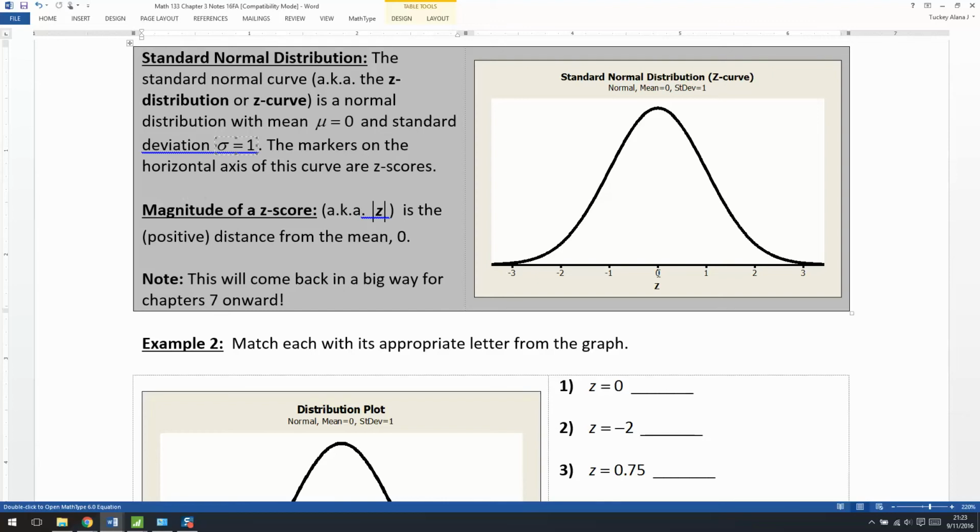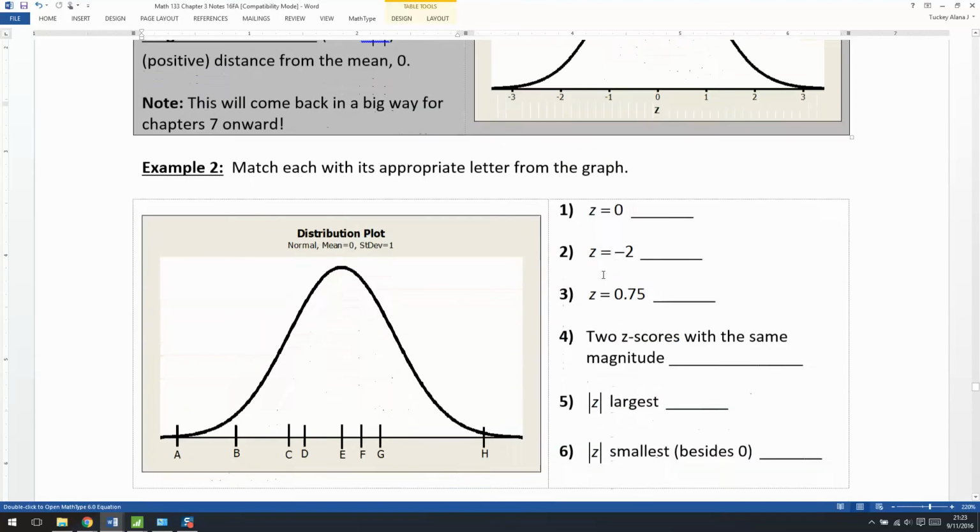Now, the magnitude of a z-score is the distance away from 0. It's the absolute value of z, if you will. It's how far your score is from 0. So, for example, 1 over here on the right has a magnitude of 1. But negative 1 over here on the left also has a magnitude of 1 because negative 1 is 1 away from 0. Distance is always positive, right? Essentially, it's the absolute value.